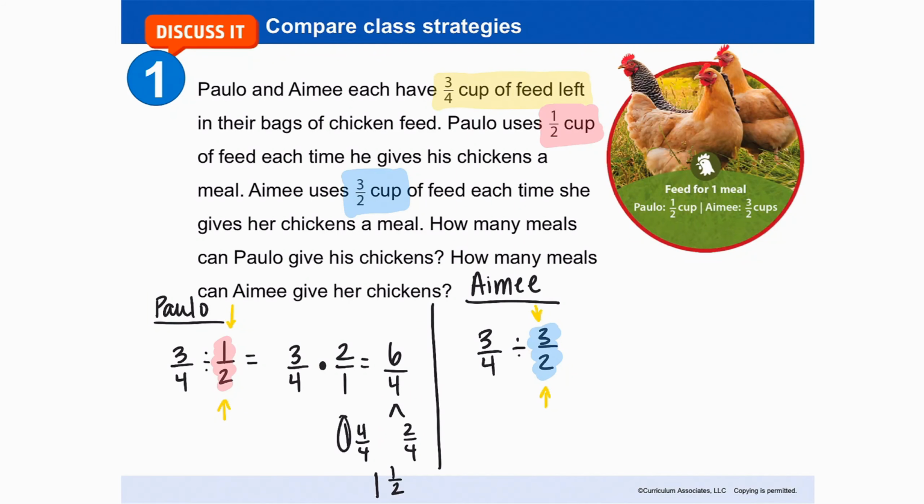So let's go ahead and rewrite that. We'll do 3/4, that's our dividend, times the reciprocal, which is 2 over 3. We'll multiply our numerators, 6, and our denominators, 12. I know that can be simplified down to half. So Amy only has enough for half a meal for her chickens. So what we've learned here is Paulo and Amy need to get to the pet food store and get some more feed for their chickens.